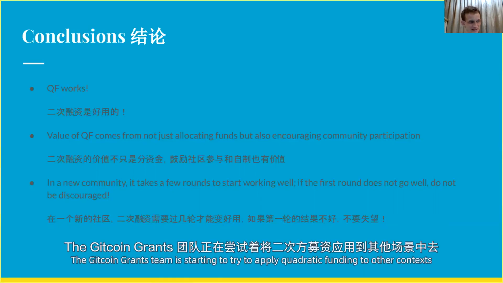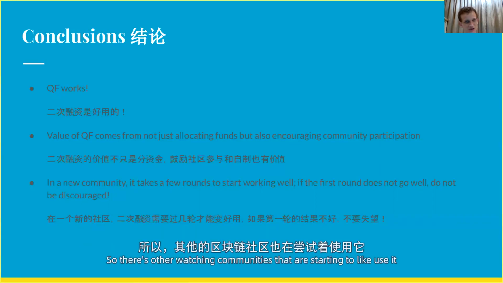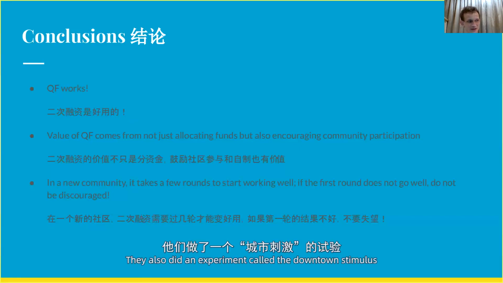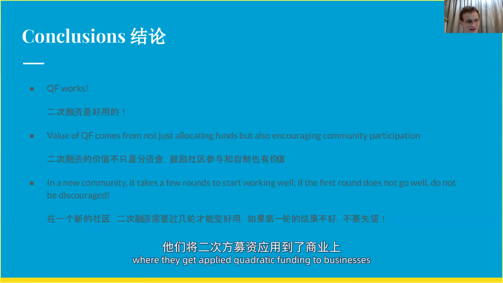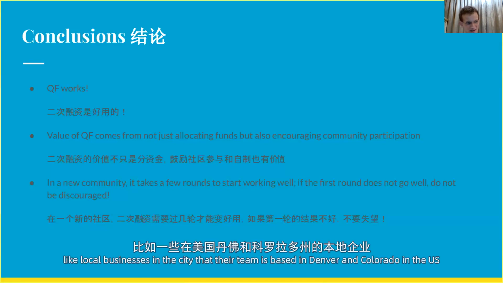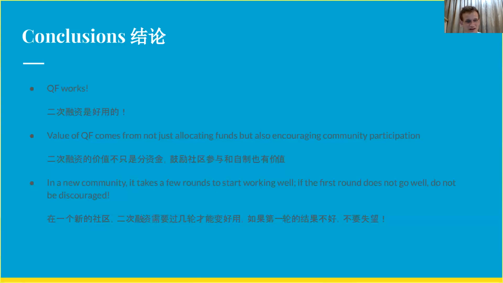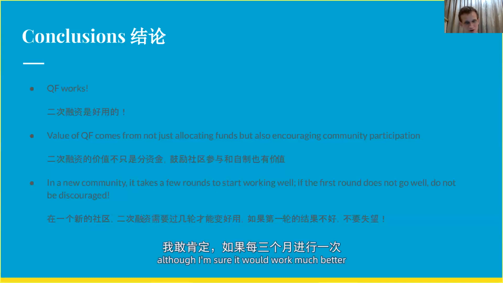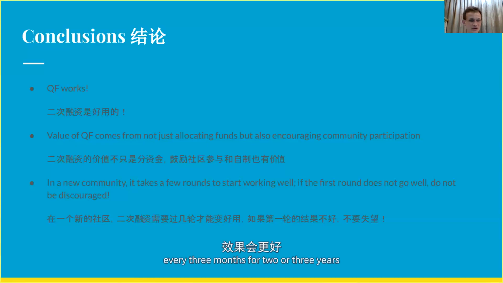The Gitcoin grants team is starting to try to apply quadratic funding to other contexts. There are other blockchain communities that are starting to use it. They also did an experiment called a downtown stimulus, where they applied quadratic funding to local businesses in the city their team is based in, Denver, Colorado, in the US. That seems to have worked fairly well, though I'm sure it would work much better if it was continuing very reliably every 3 months for, say, 2 or 3 years.